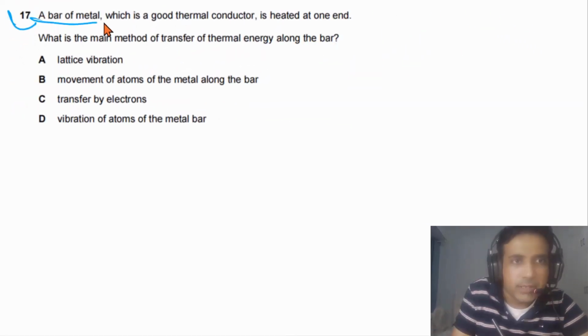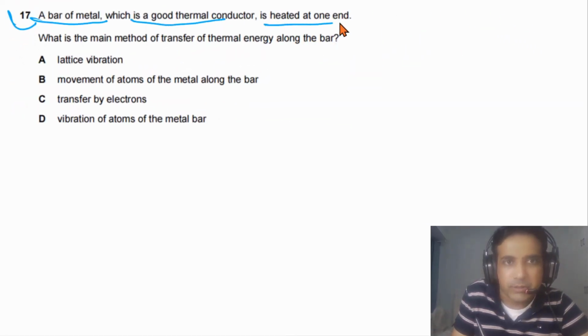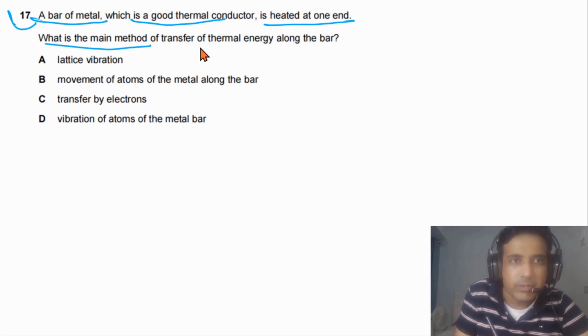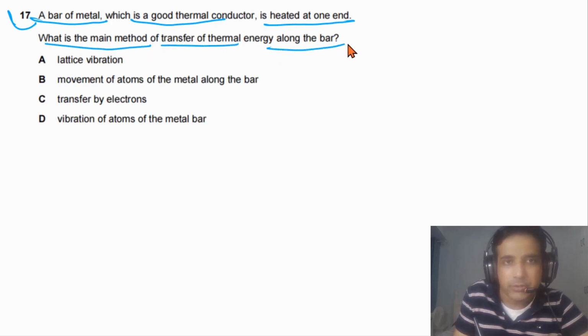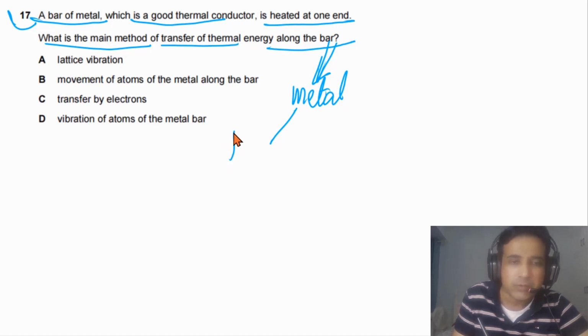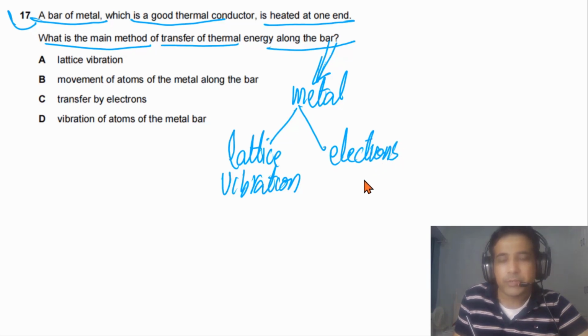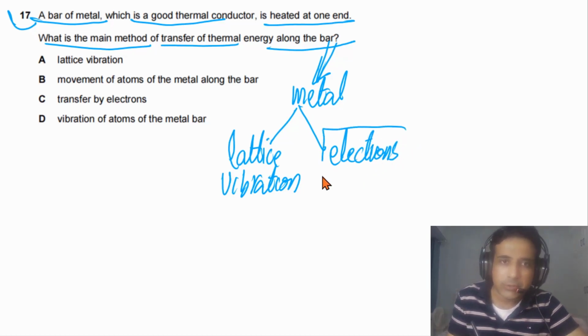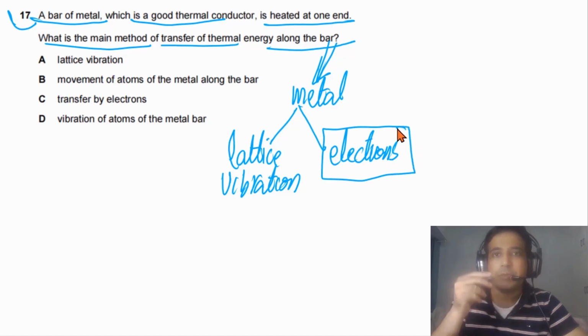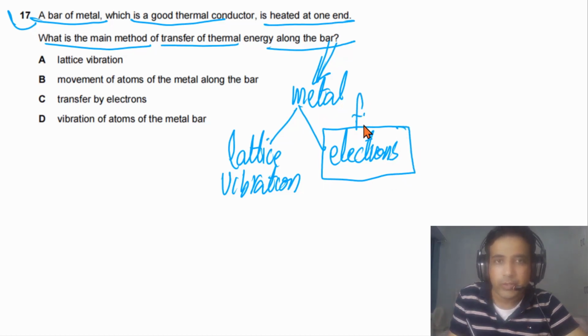Question 17 says a bar of metal which is a good thermal conductor is heated at one end. What is the main method of transfer of thermal energy along the bar? The bar is a metal, and in metals energy is transferred by lattice vibrations and also by electrons. Main method of energy transfer in metals is electrons, because metals are good conductors since they have more free electrons.